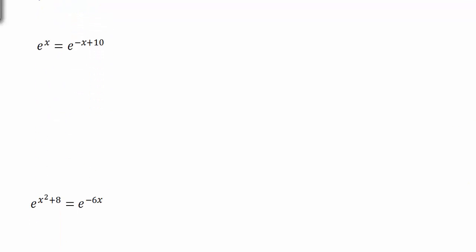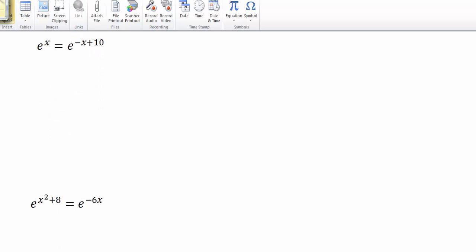All right, here we have another example. e to the x equals e to the negative x plus 10. Well, once again, notice we have the same base here, e. So that means the exponents here, x must be equal to negative x plus 10. So now all we have to do is solve this equation for x.